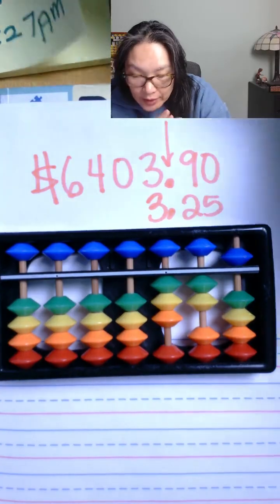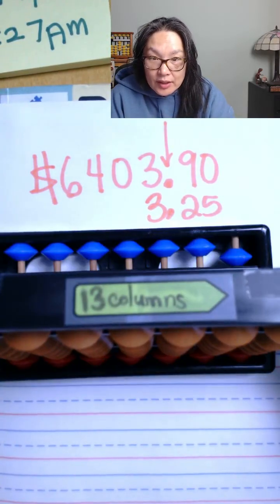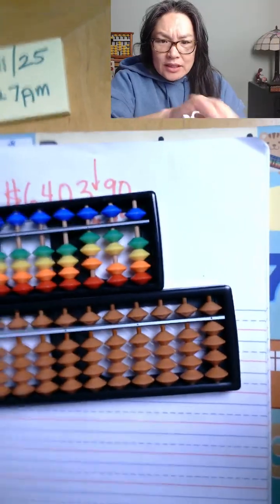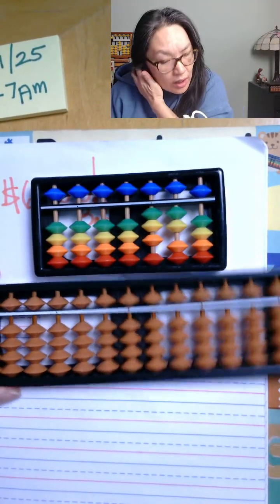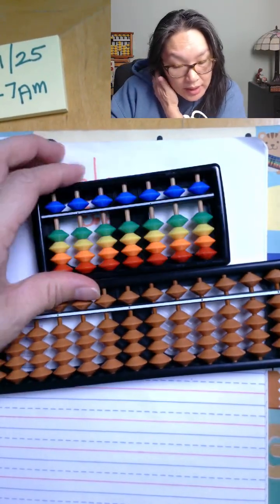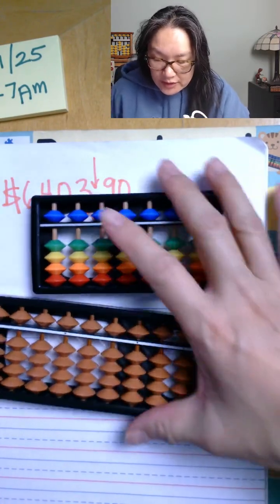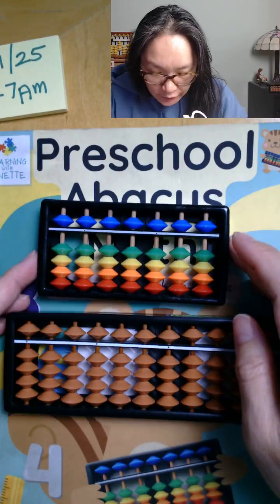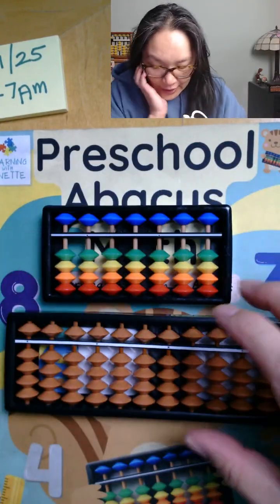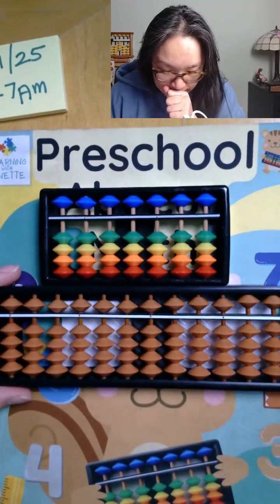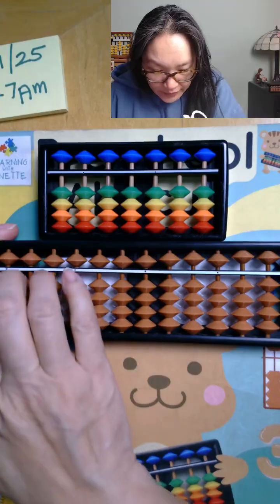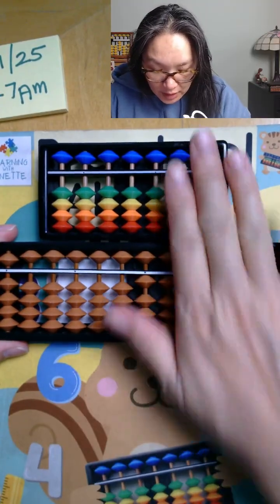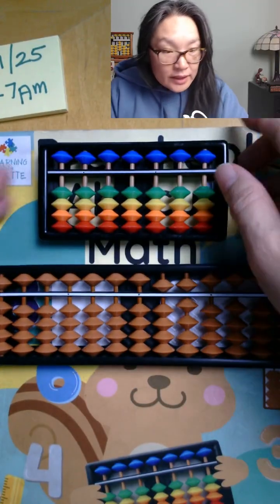You could get a bigger abacus, which is this one. This is 13 columns. Let me make it bigger. This one is 7 columns. I usually use this one for the younger kids, because it's colorful and it's pretty. But they work exactly the same. The only difference is one is colorful and one is not colorful. Sometimes the color gets a little bit overwhelming.